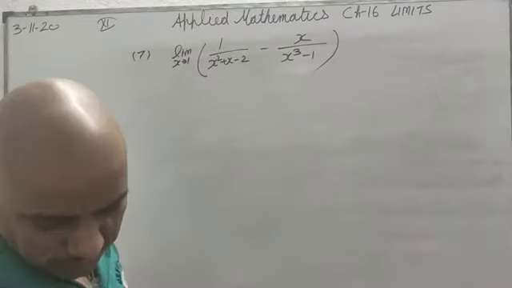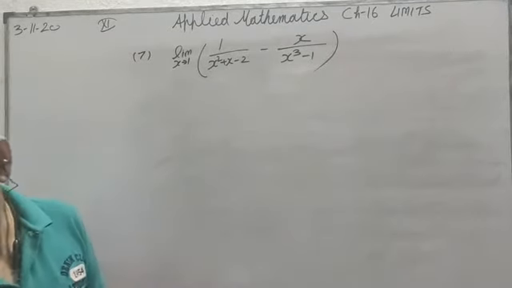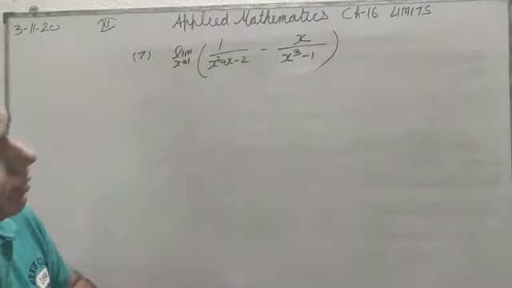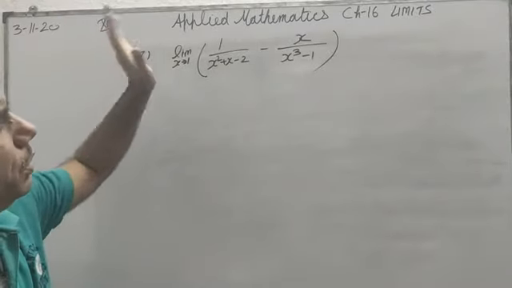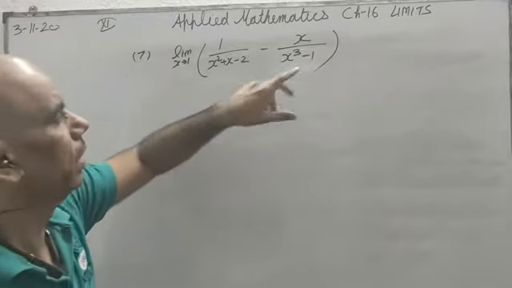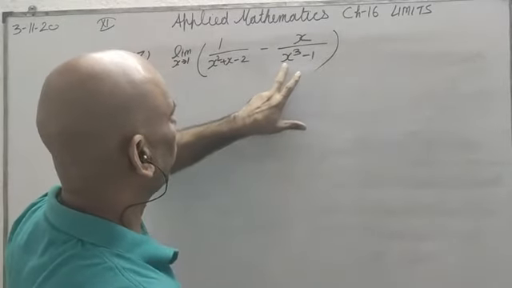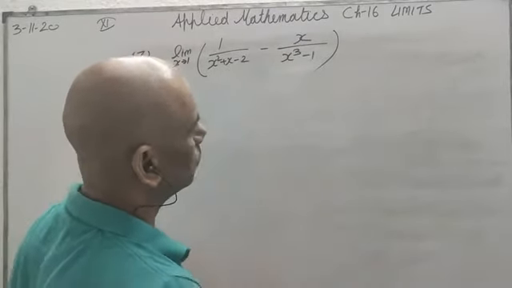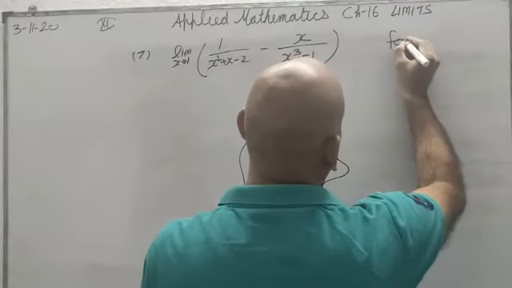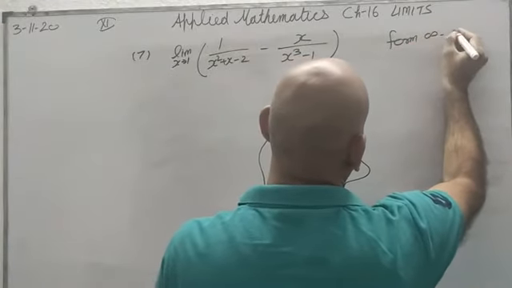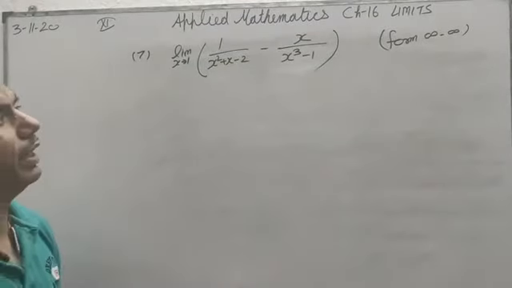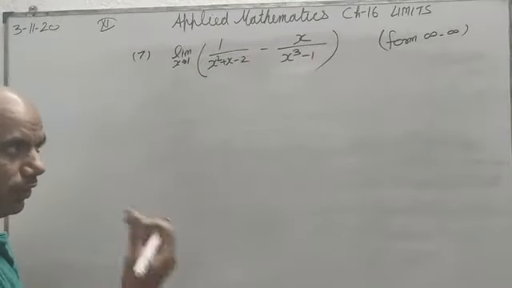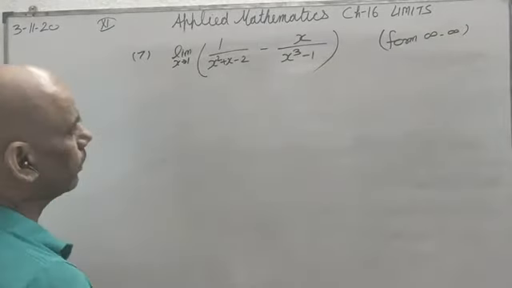Let me substitute the values. Once I substitute the values, what will happen? 1 plus 1 is 2, 2 minus 2 is 0, so 1 upon 0 is infinite. And here it is 1, 1 cube minus 1 is 0, so the form is infinite minus infinite. I have to reduce it to 0 upon 0, and once it is 0 upon 0 then I will factorize, and then I will write the values.